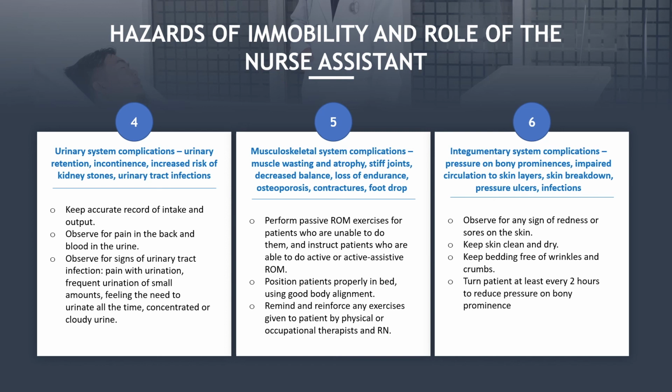6. Integumentary system complications, such as pressure on bony prominences, impaired circulation to skin layers, skin breakdown, pressure ulcers, and infections. Observe for any sign of redness or sores on the skin. Keep skin clean and dry. Keep bedding free of wrinkles and crumbs. Turn the patient every 2 hours to reduce pressure on bony prominences.